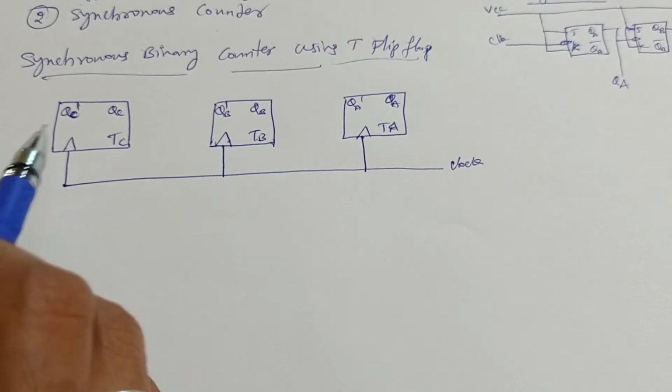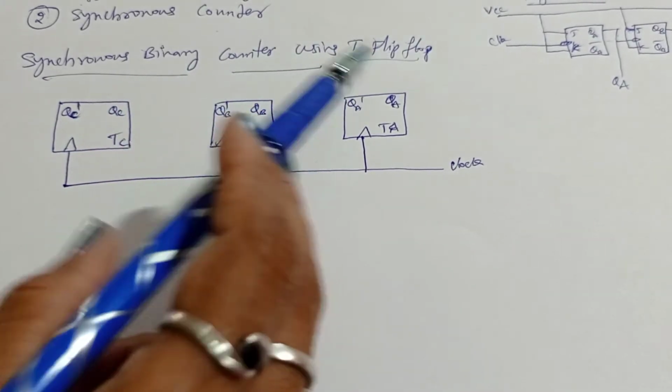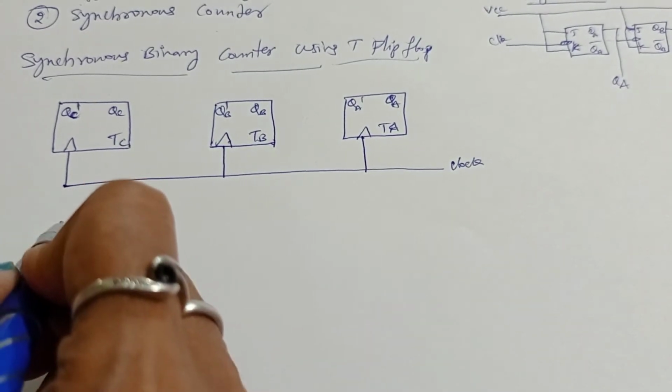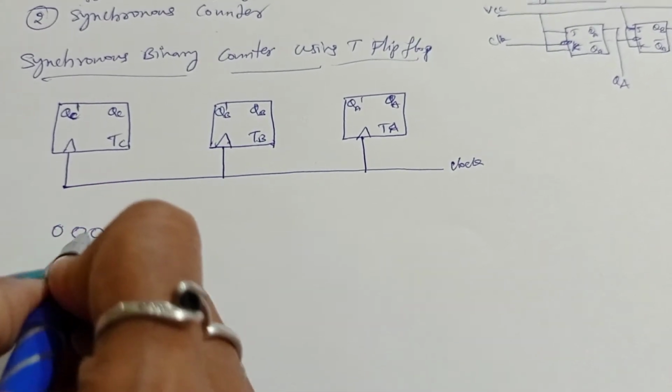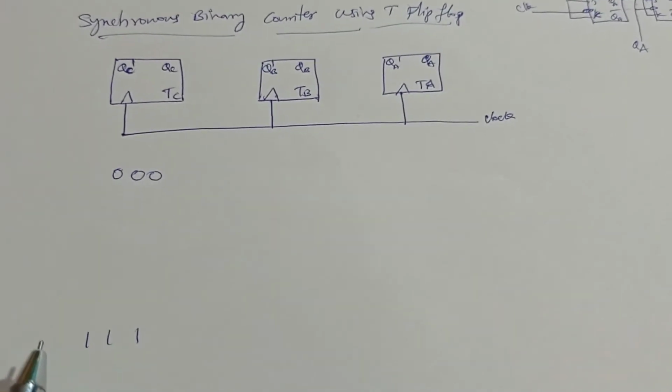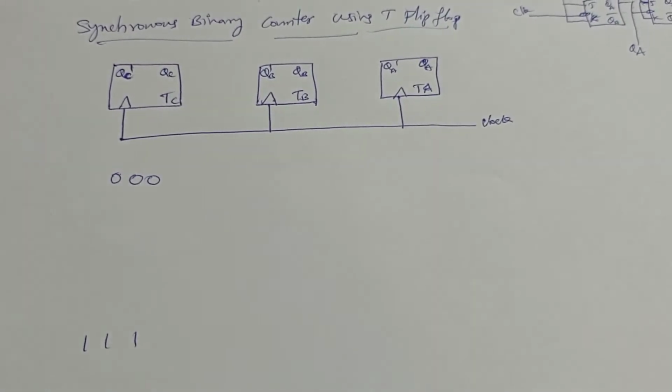We'll design the binary counter using T flip-flop. Here we are using 3 flip-flops, so it counts starting from 0 to 111. This is the counter design. Now we'll see how to design it.